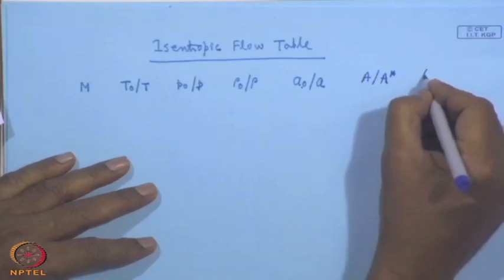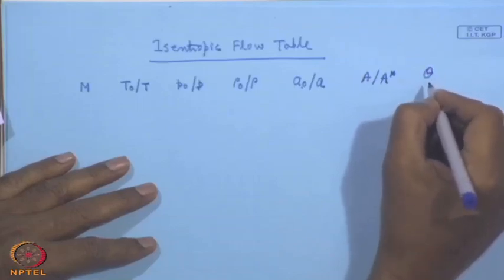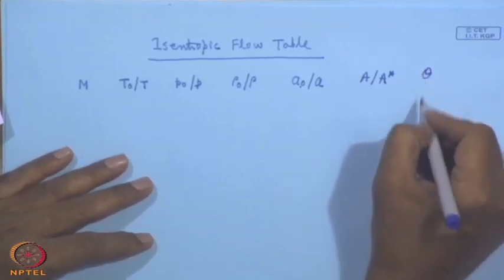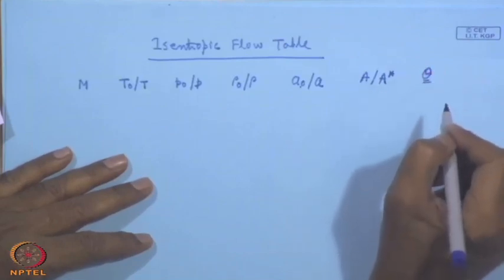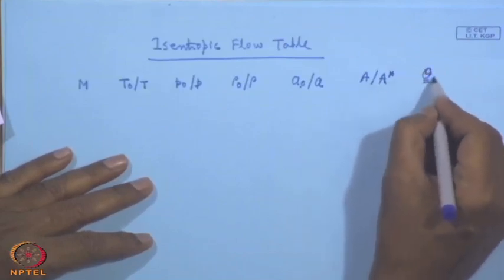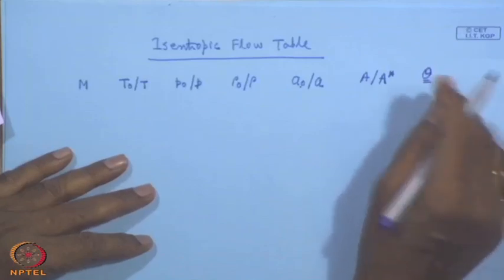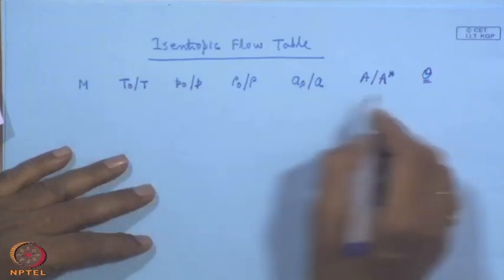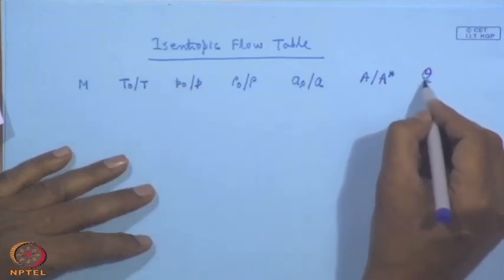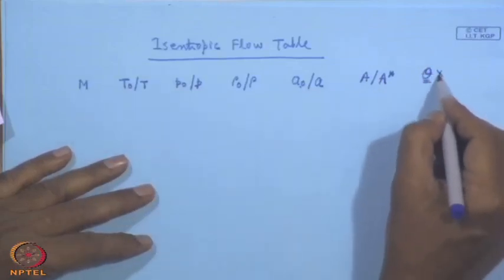Another parameter is theta. I told you earlier that it does not come into the picture here; it will come when we discuss the expansion wave. This is the angle related to the expansion wave, and there also the problems are treated as isentropic flow. That's why theta is given in the isentropic flow table itself. It is not required now.